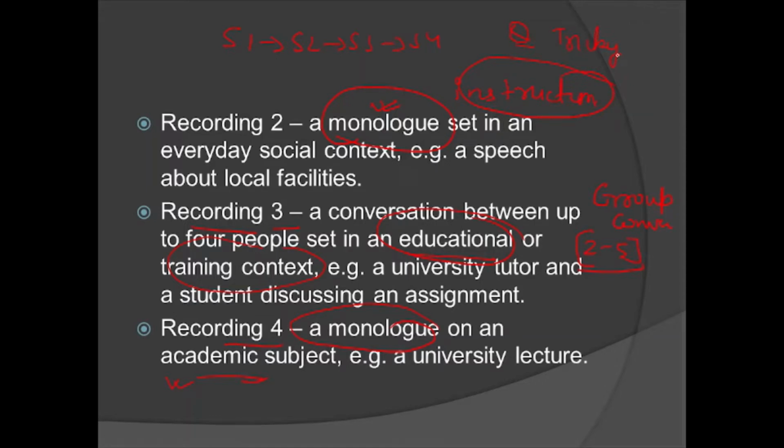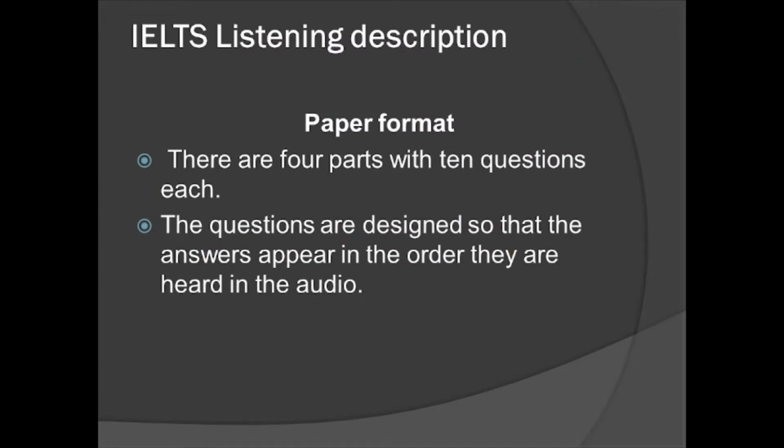Okay. Moving forward to the paper format description. In this, 4 parts will be there with 10 questions each. The questions are designed so that they appear in order. This is a very important part: all the questions will be in order, like first, second, third, fourth. They will speak about the first, then the second, then the third, then the fourth. So listening from 1 to 40, all the questions follow the order. But definitely, if you get matching type questions, then that order will not be followed. But from 1 to 40, a chronological order will be followed.